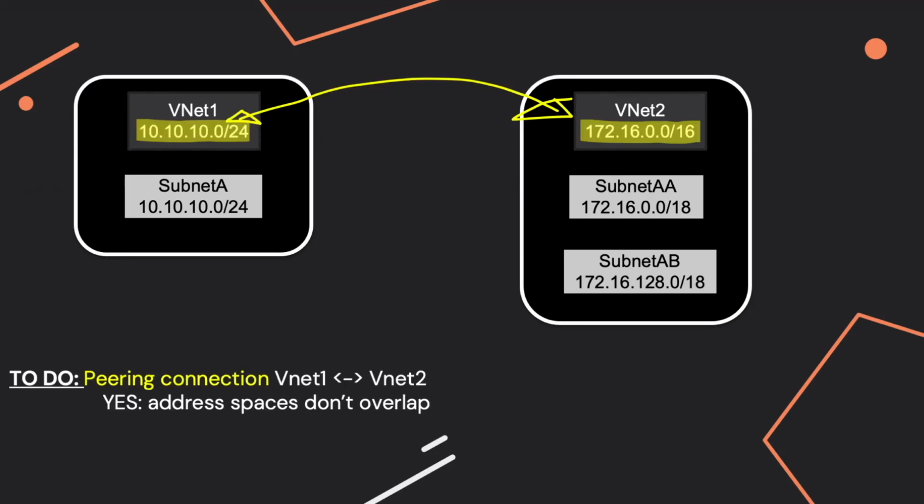Now, if you want to establish a peering connection between these two VNets, in this case this is possible, and this is because the address spaces for the virtual networks don't overlap. And I drew them in yellow because for some people it's easier to remember if it's also visual. So this address range and this address range don't overlap. So you can establish a peering connection.